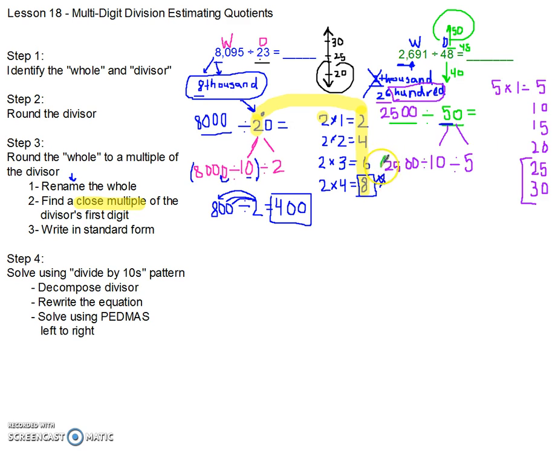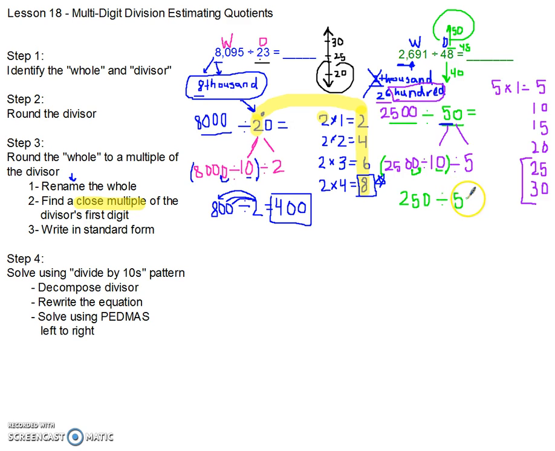So the first equation that I'm going to do is 2,500 divided by 10, and I know that I can move my decimal over when I'm dividing by powers of 10. So my new number is 250, and then we're dividing that by 5.